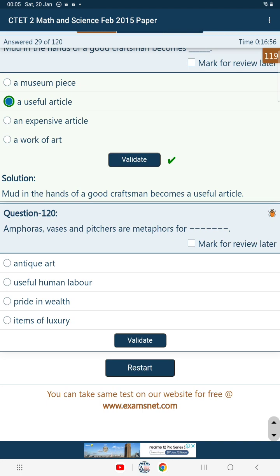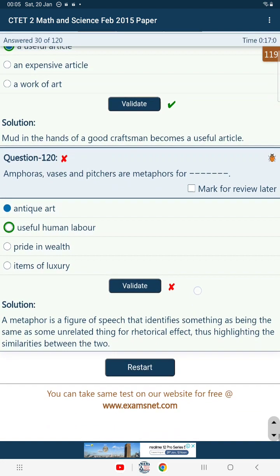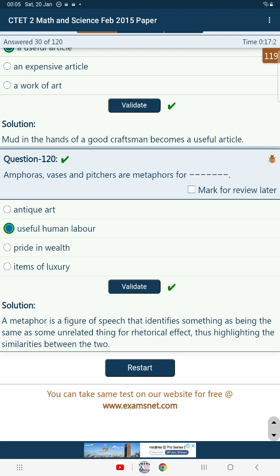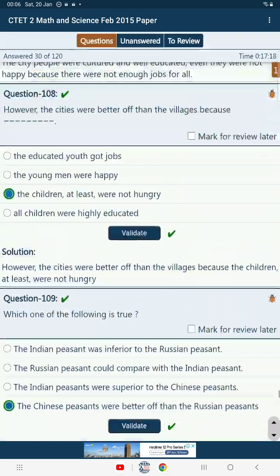Enforce verses and pitches are metaphors of human labor. A metaphor is a figure of speech that identifies something as being the same as some related thing, for rhetorical effect, thus highlighting the similarities between the two. So this is what.